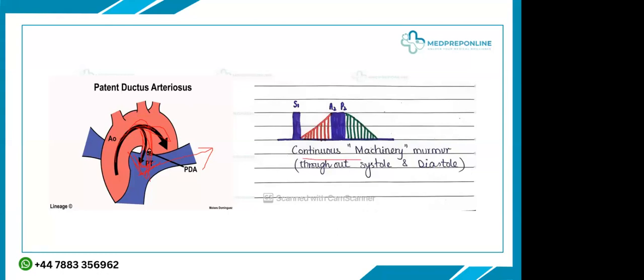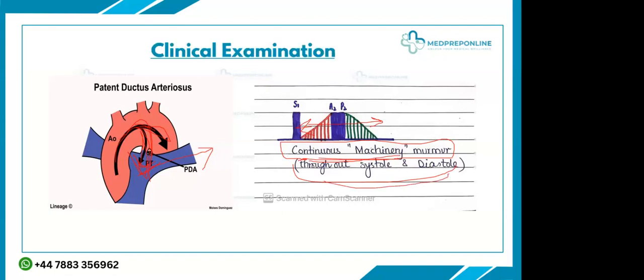And there will be a continuous machinery murmur in the PDA. You need to remember that. What does continuous machinery murmur mean? It is audible throughout the systole and the diastole. Throughout the systole and the diastole, you are going to listen to this. And this is very typical, whenever you hear it, it will be heard at the left second intercostal space, and that will be a continuous machinery murmur. And why is it called continuous and machinery? Because it is audible throughout the systole and the diastole.